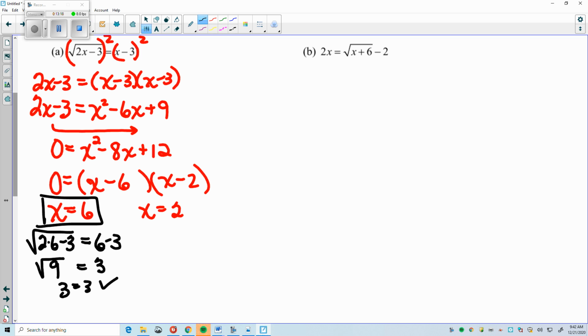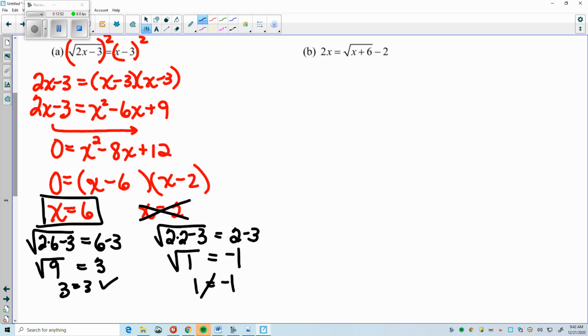Let's try 2. We do the same thing. Square root of 2 times 2 minus 3, and then we're going to test and see, how about 2 minus 3? Does it equal? So 2 times 2 is 4. Square root of 4 minus 3. So 4 minus 3, we get 1, so I get the square root of 1 on this side. Okay, 2 minus 3, I get a -1. Square root of 1 is 1. So -1 does not equal +1, so that can't work. So what does that mean? That means that's your extraneous root, and we would get rid of that. So you only have one solution for this.